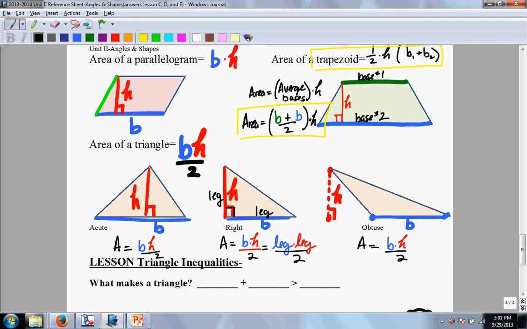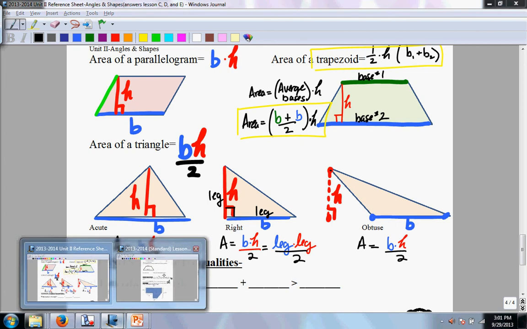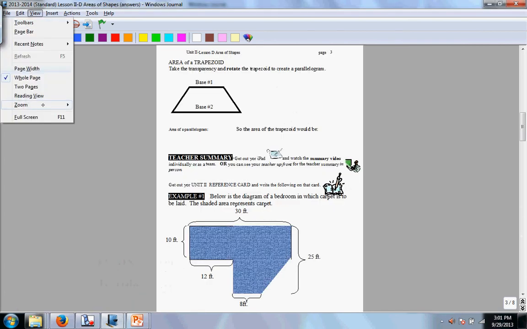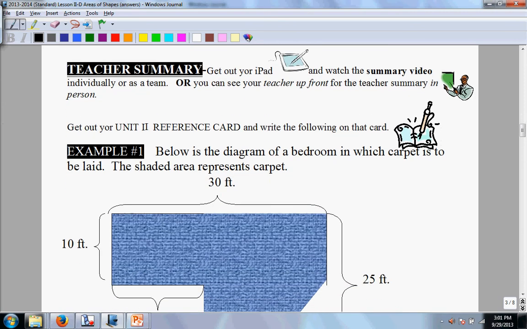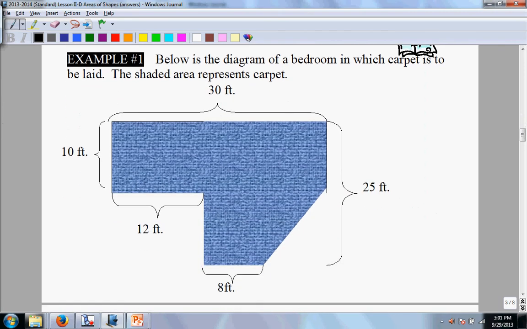With this information, go ahead and go to today's example, which is right here. It says, below is the diagram of a bedroom in which carpet is to be laid. The shaded area represents the carpet. We want to find the area of the carpet. Well, it's a little tricky because it's not just a rectangle. It's not just any singular shape. It's a composite shape. So first we want to determine what shapes that we actually have here.